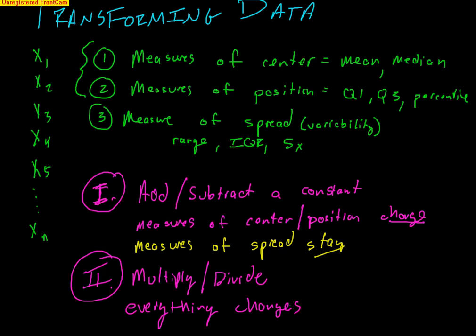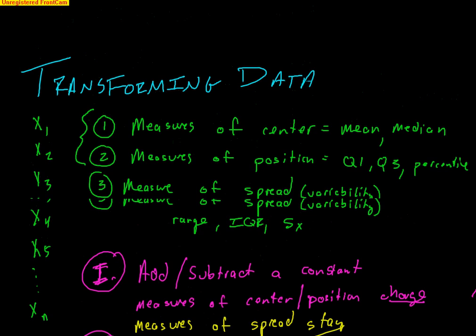Measures of center change, measures of position change, measures of spread change. Everything changes, okay? So if I'm going to multiply everybody's score by 2, then the standard deviation gets multiplied by 2, the range gets multiplied by 2, the IQR gets multiplied by 2, percentiles get multiplied by 2, mean, median get multiplied by 2, everybody gets multiplied by 2.